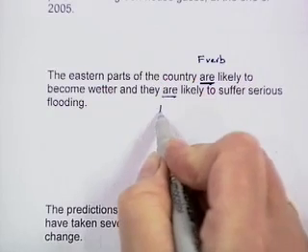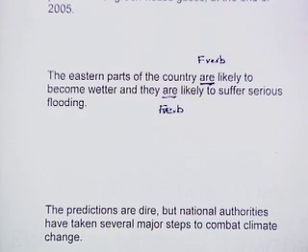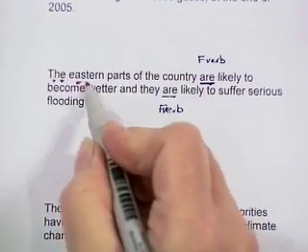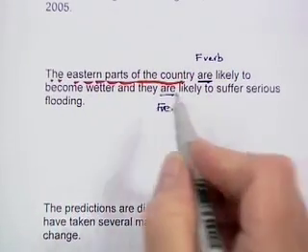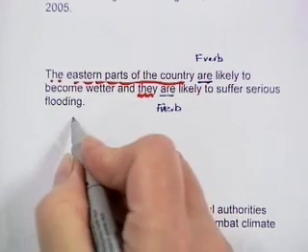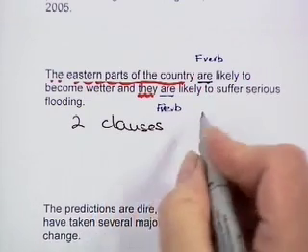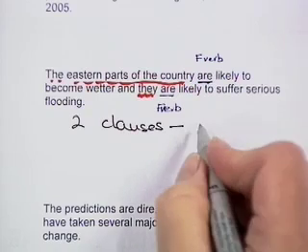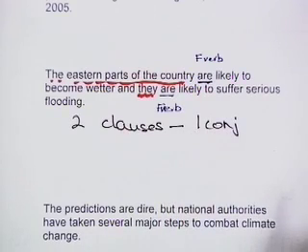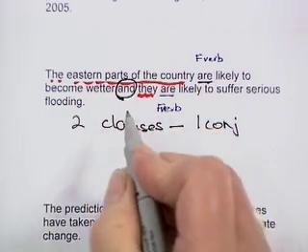There it is. So two finite verbs. If you've got two finite verbs, you've got two subjects. What are likely to become? The eastern parts of the country. What are likely to suffer? They. So two subjects, two finite verbs means two clauses. Remember, a clause has a subject and a finite verb. So you've got two clauses. If you've got two clauses, that means how many conjunctions? One. One conjunction. Go looking for it. There it is, and. So it's a compound sentence.